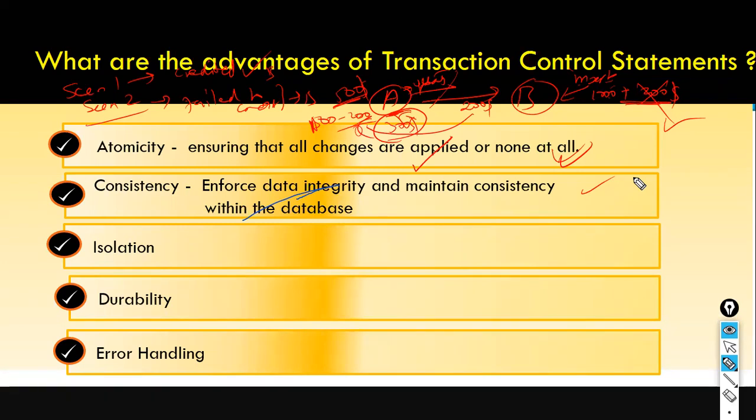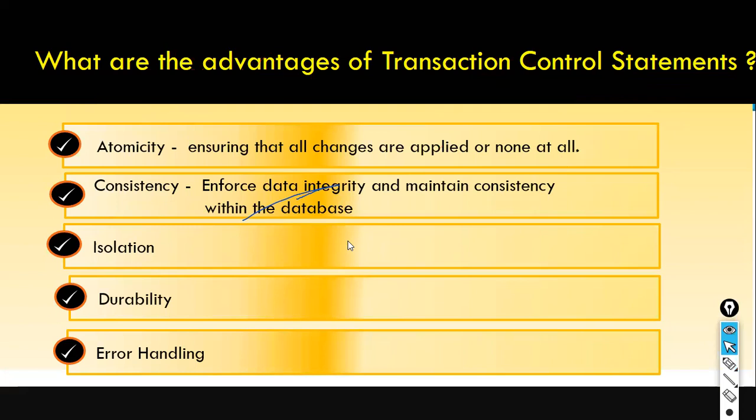Okay, and the next one is isolation. What is isolation? I could see some MCA students here. Naishu and Sai Sudha, you're all MCA students. What is isolation?